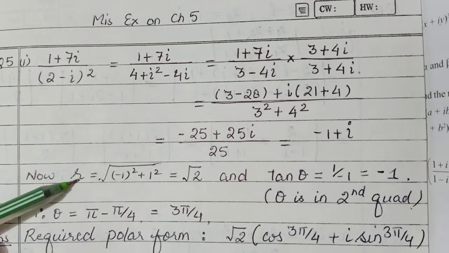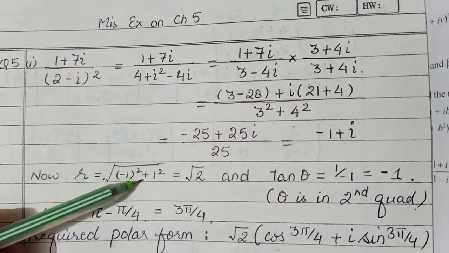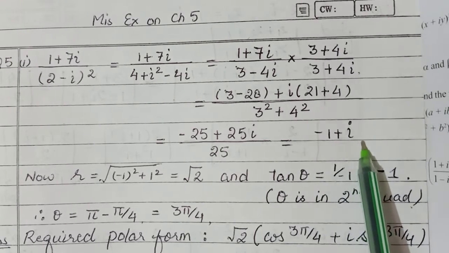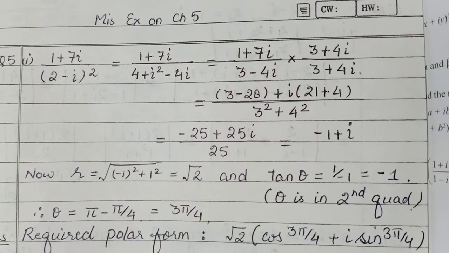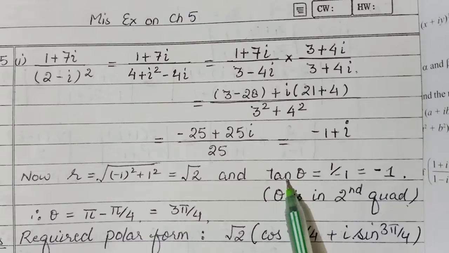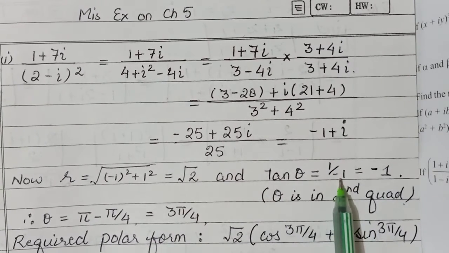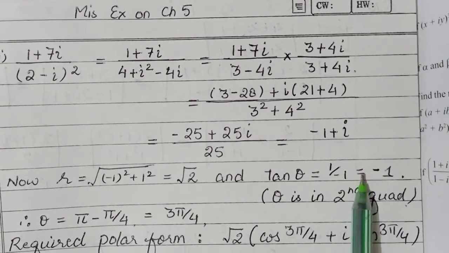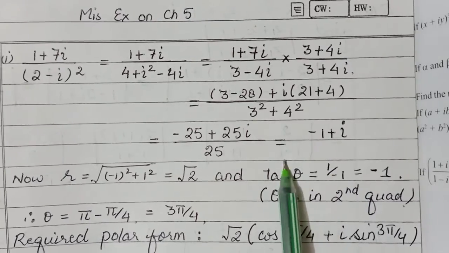Now we will find its r, that is under root of real part square plus imaginary part square. Real part is minus 1, imaginary part is 1. So the modulus of z is coming out to be root of 2. Then for the argument, tan of theta will be imaginary part 1 upon real part minus 1, so minus of 1.